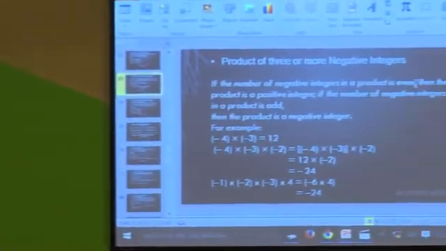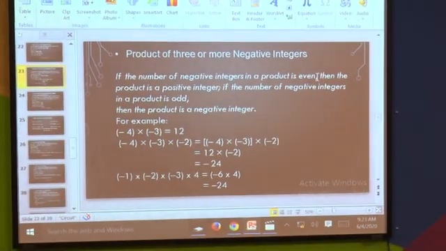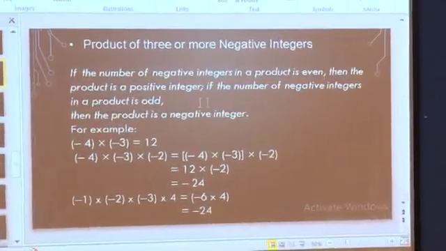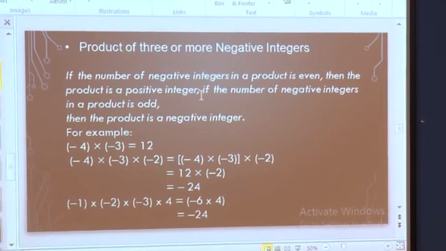Now today we are going to learn about 3 or more negative integers. Okay, now we will start with the products of 3 or more negative integers. If the number of negative integers in a product is even, what is even? It means 2, 4, 6, 8 times, then the product is a positive integer.